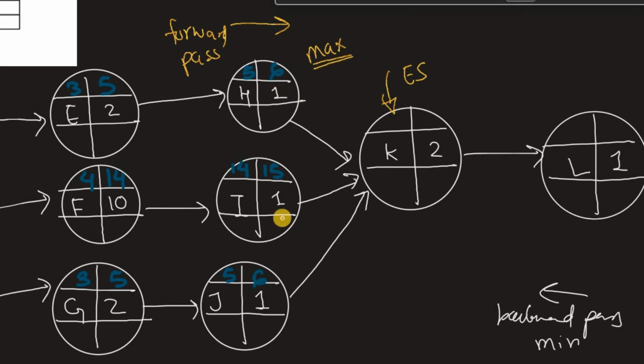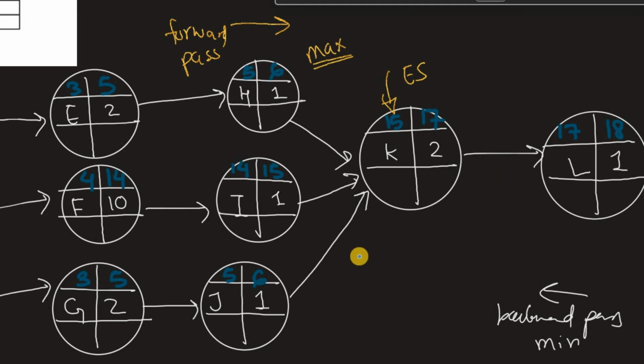Here we have 6, 15 and 6. So what is the maximum in this case? The maximum of EF is 15, so you're going to put 15 over here. So 15 plus 2, that's 17, and here 17 is going to come here, so 18. Now your forward pass is complete.